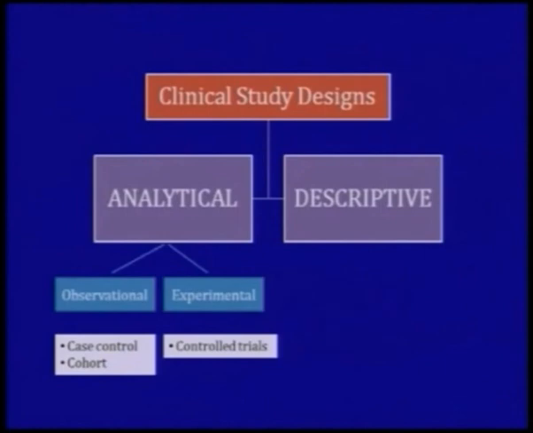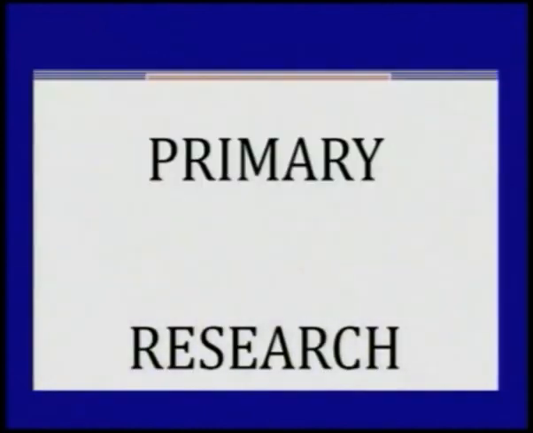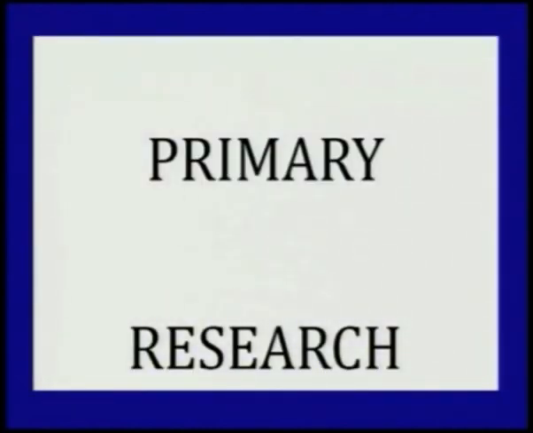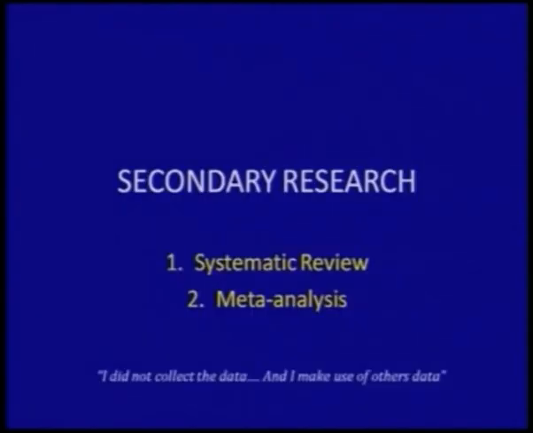So this is a broad chart: analytical, descriptive, observational, experimental, and we saw what is what. So these are called primary research. Primary research means where the researcher actively goes and does the research. There is one more group of research called secondary research. So there are two types in the secondary research. One is a systematic review and meta-analysis.